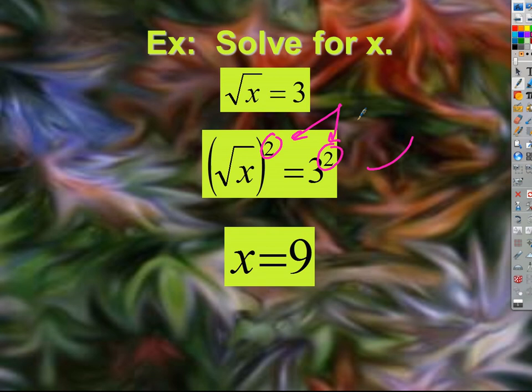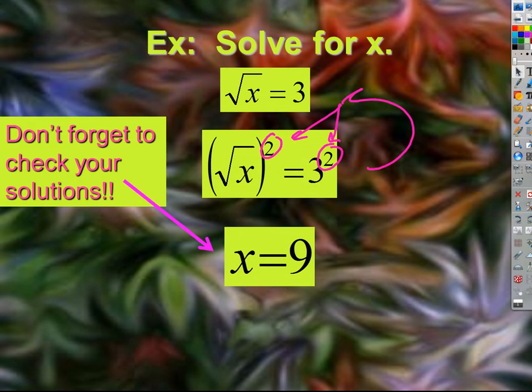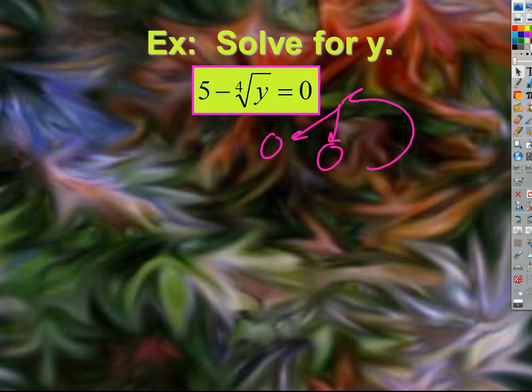If I put 9 in for x, is it true? It does work, doesn't it? So this is a legitimate solution. Okay, x equals 9, but we have to check every time. Okay? All right, let's look at another one. What about this guy? What am I going to do?